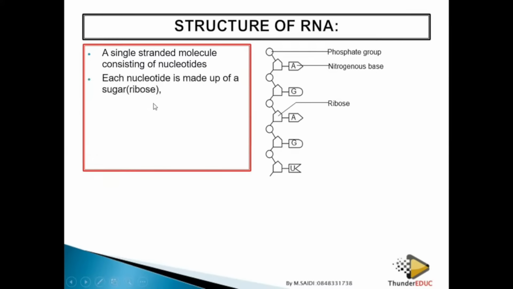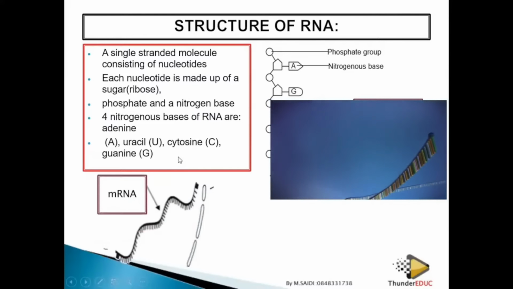A nucleotide is made up of a sugar, which is ribose, a phosphate, and nitrogenous bases. The 4 nitrogenous bases of RNA are adenine, uracil, cytosine, and guanine. So these are the 4 nitrogenous bases of RNA. This is the basic structure of RNA.